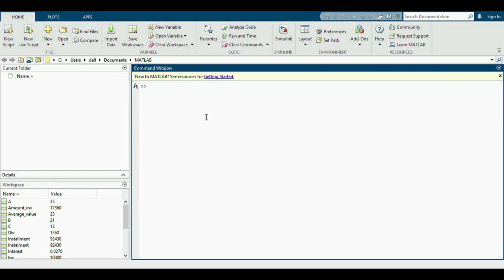For part C, we need to find the average of three given values. First, we need to state the value of A, the value of B, and the value of C. After that, we will calculate the average, which is equal to A plus B plus C divided by 3. And then we will get the average value for the 3 given values is 23.